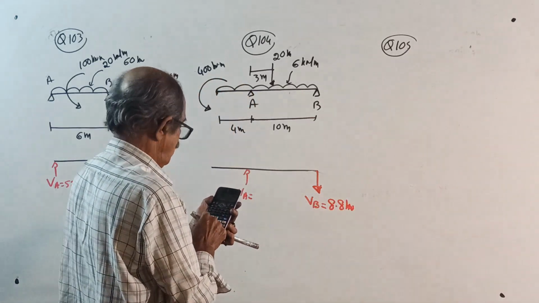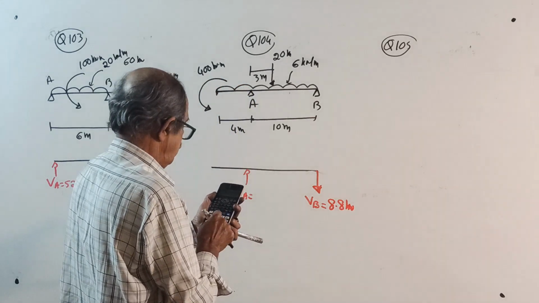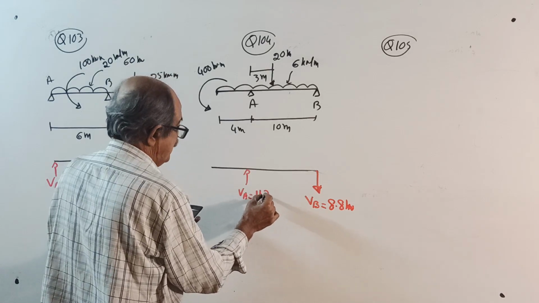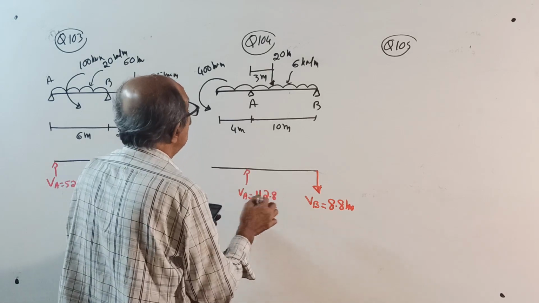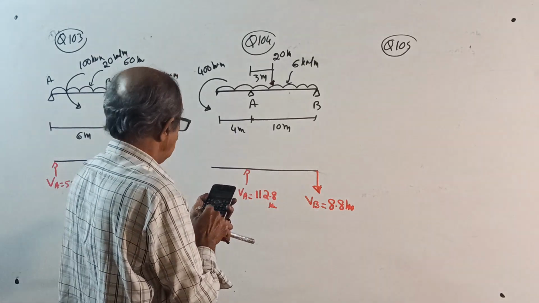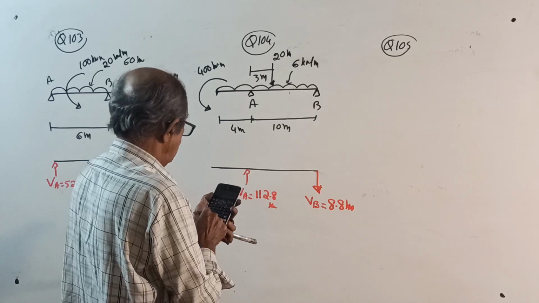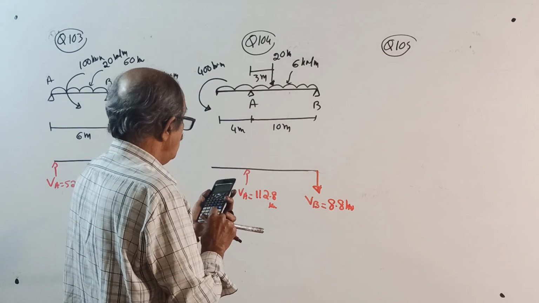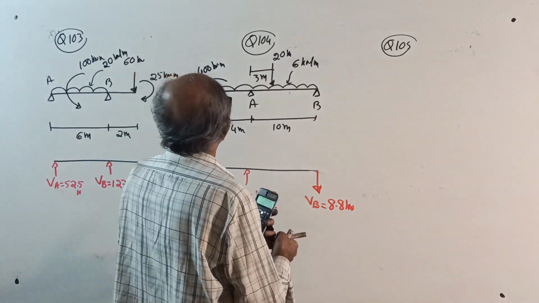6 into 14 plus 20 plus 8.8. VA 112.8. But I'm going to check the answer. 6 into 14 into 7 plus 20 into 7 plus 400 divided by 10. 112.8. Okay, last question now.